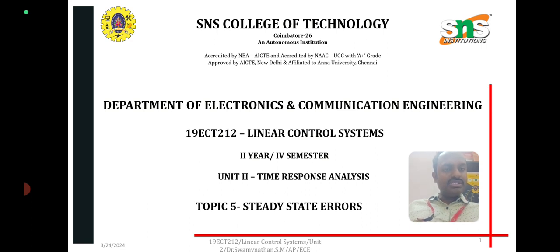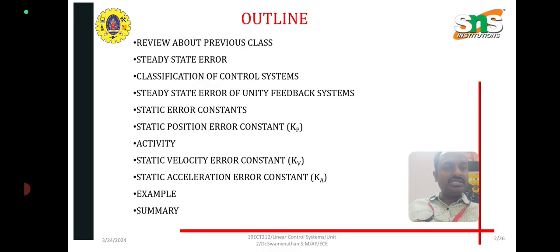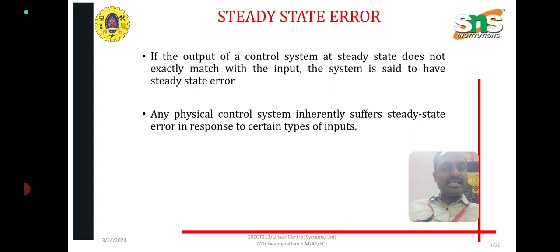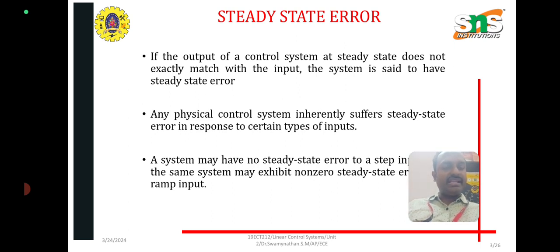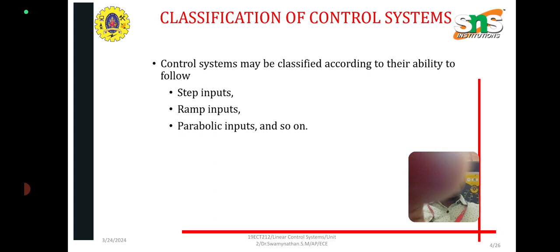Now I am going to discuss the topic called steady state error in linear control systems. First, a review of the previous class. Next, steady state error defines that if the output of a control system at steady state does not exactly match the input, the system is said to have a steady state error.